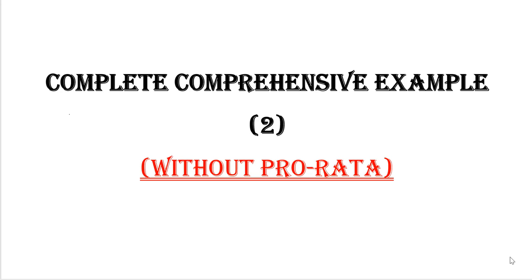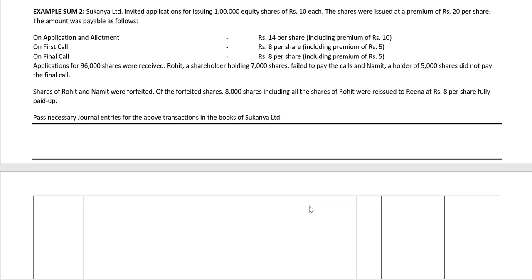Hi, we are in the second complete comprehensive example without the pro-rata. Let's go to the second example sum. Example sum 2.